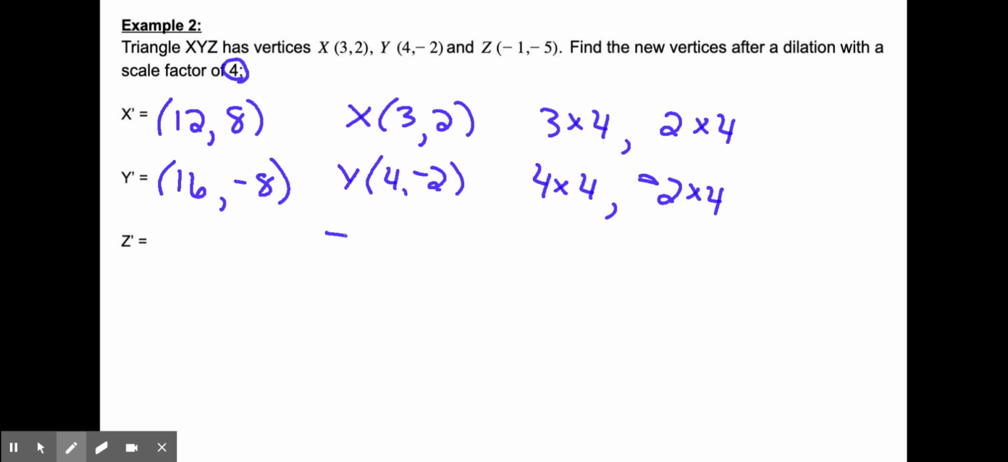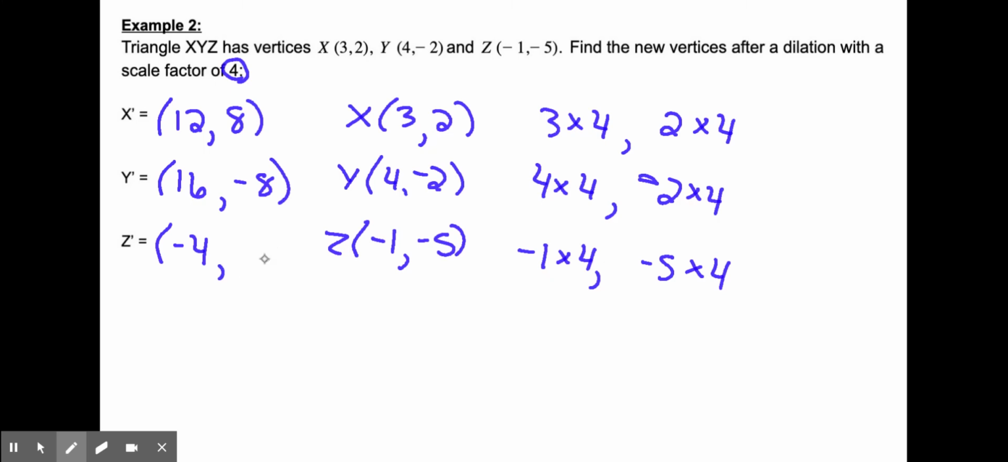All right, Z has coordinates (-1, -5). So to find Z prime, I'm going to do negative 1 times, guess what? 4, because that's my scale factor. And I'm going to do negative 5 times 4. So negative 1 times 4 is negative 4, and you can use your calculator to help you if you need to. And negative 5 times 4 is negative 20. So whatever the scale factor is, that's what you multiply each of the coordinates by.